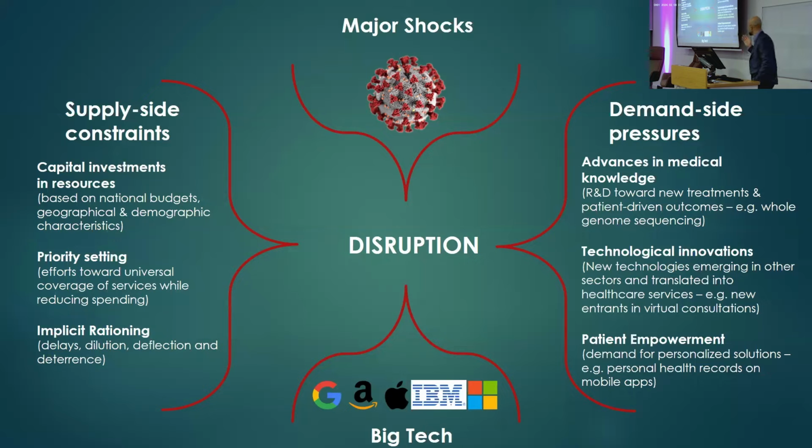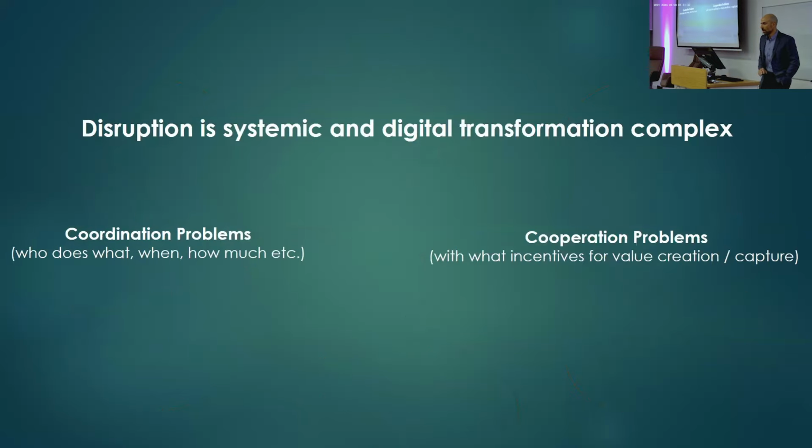And on the demand side, you have new advances of medical knowledge, you have new technological innovations, and you have also pressure from patients that are empowered to make decisions about their own health and wellness. And finally, you have big tech entering the space with unparalleled scale and scope economies. So evidently, disruption is systemic and digital transformation complex. And there is substantial uncertainty, right, and unforeseen contingencies because of the interdependencies between different stakeholders.